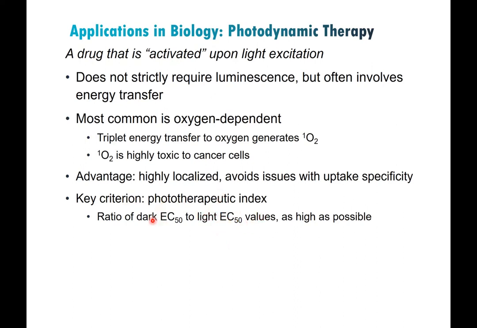So I think I said the opposite way. The toxicity should be low in the dark, which means the EC50 is high. Yeah. And the toxicity should be high when the light is on, which means the EC50 should be low, because it's the concentration at which 50% of the cells die. The more toxic compounds have lower EC50 values. So that's what you typically want to optimize when you're designing a photodynamic therapy drug.